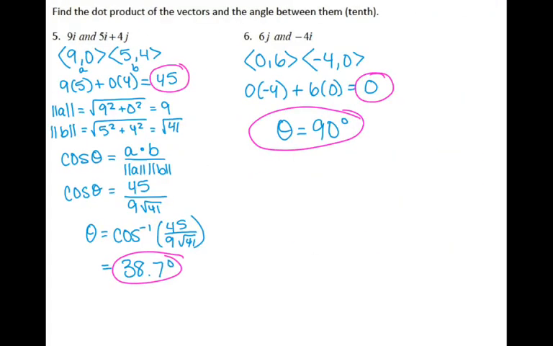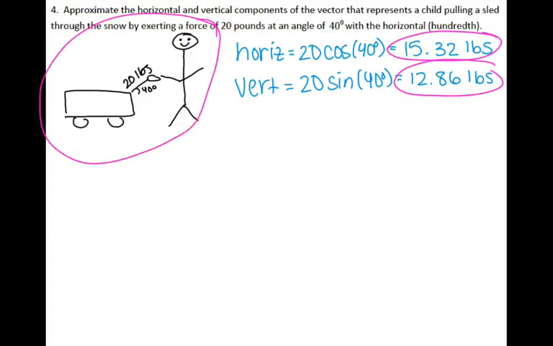All right, find the work done by a child pulling a sled through level snow by exerting a force of 20 pounds at an angle of 40 degrees with the horizontal for 200 feet. Okay, so this is very similar to this scenario. Let's go back with this kid, except now we know that he is traveling 200 feet. So instead of redrawing this, I'm just going to do what I did here. So I found the horizontal and the vertical components of the force vector. So let's go back to the other problem. So 20 pounds at an angle of 40 degrees.